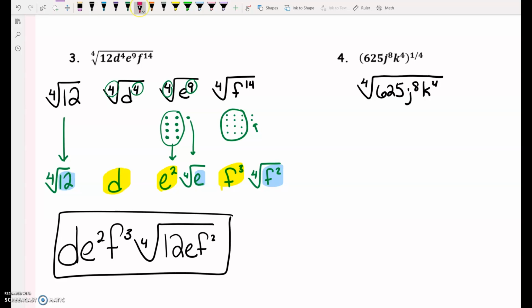So we've got the 4th root of 625. According to my chart, the 4th root of 625 is 5. How many groups of 4 are there in 8? There are 2, so that's j squared, none left over. How many groups of 4 in 4? There's 1 with none left over. So my simplified answer is 5j squared k.